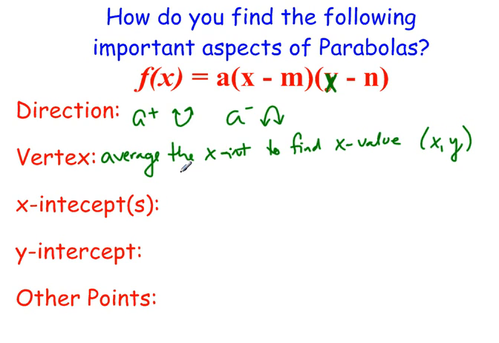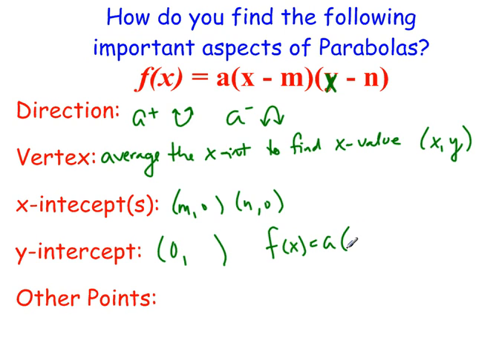To find the x-intercepts, well, we just talked about that. It's going to be m comma 0 and n comma 0 in this case. To find the y-intercept, it's just like always. I'm going to substitute in 0 for wherever my x's are. So in this case, there's 2 of them. So if I'm going to solve this, I'm going to put in 0 for the first x and 0 for the second x. Simplify the right-hand side to find my y value.